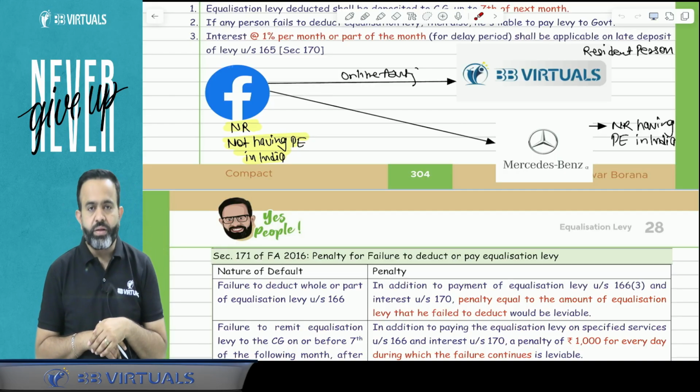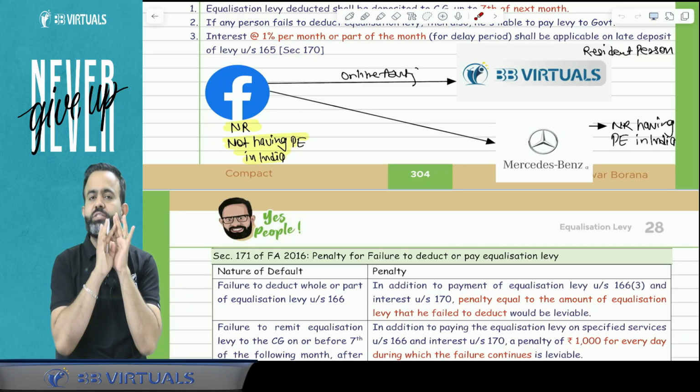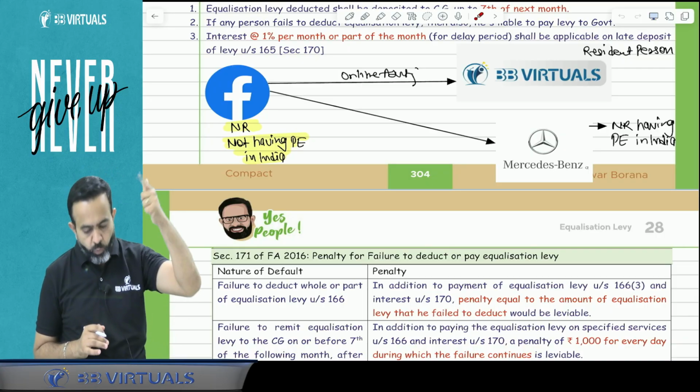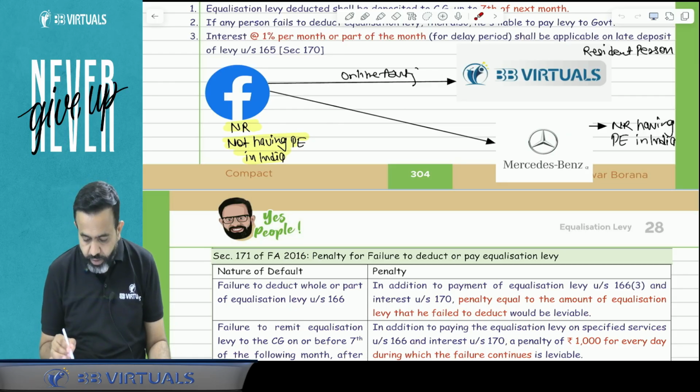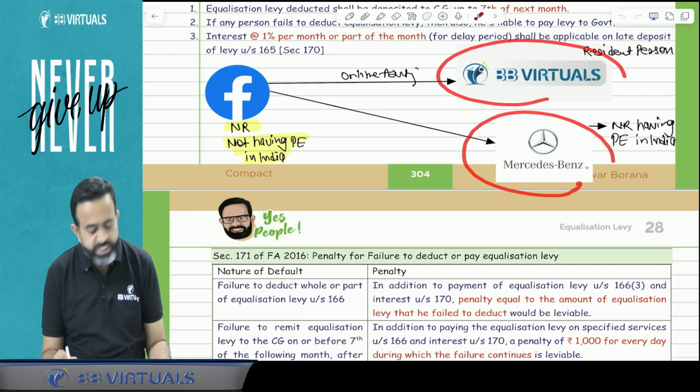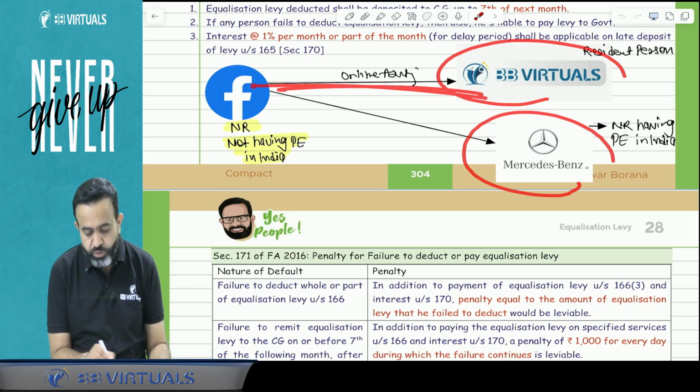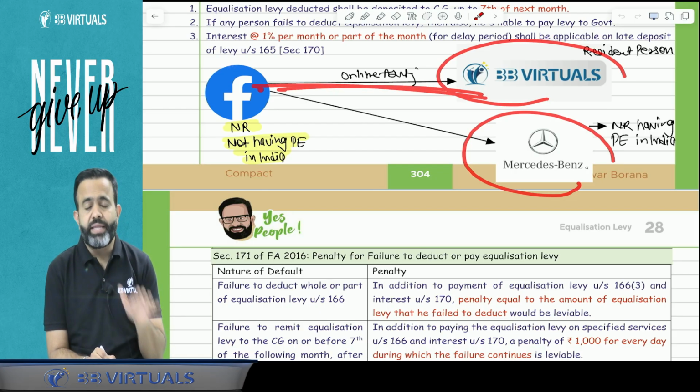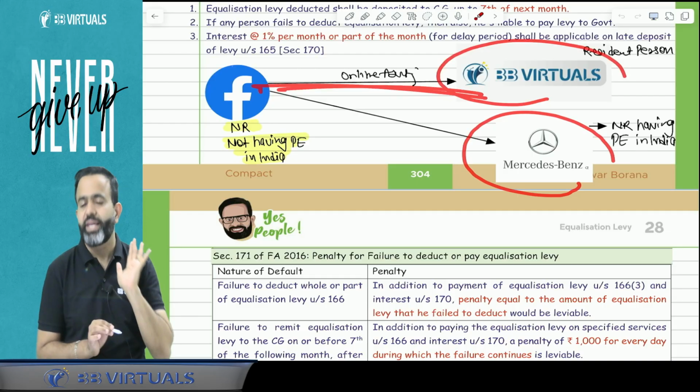Now one more point. Guys, equalization levy is not applicable in two cases. One is, suppose these BB Virtual or Mercedes-Benz are paying an amount for the online advertisement that is in a year only up to 1 lakh rupees.